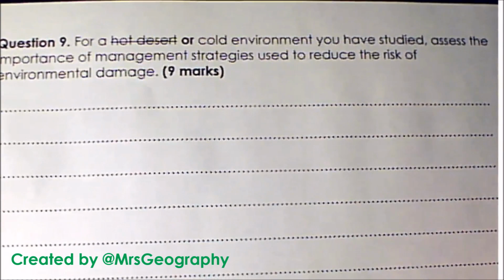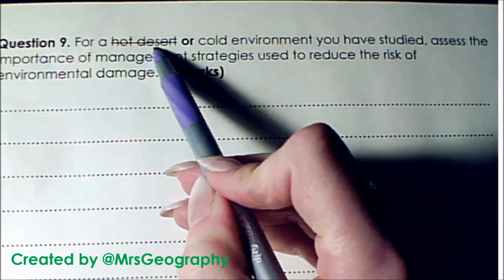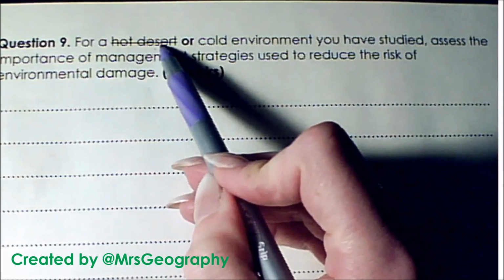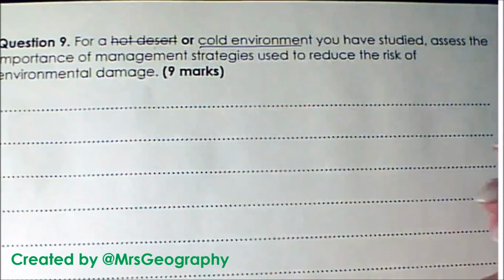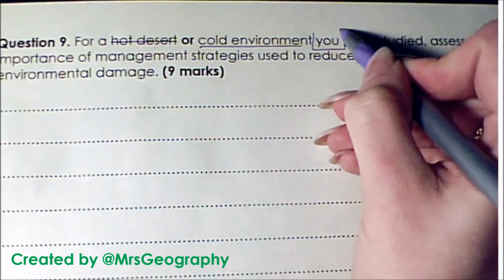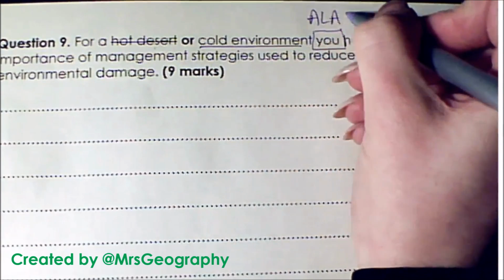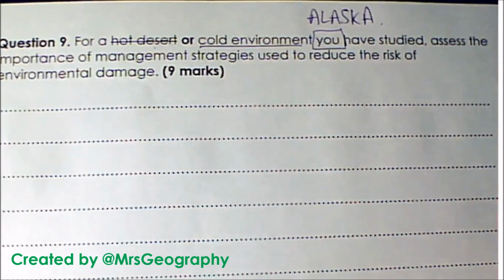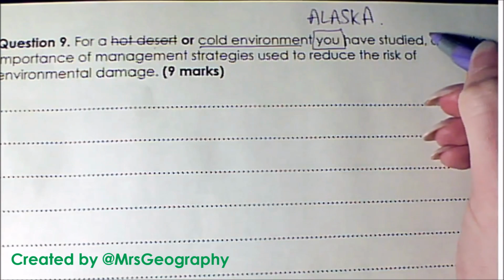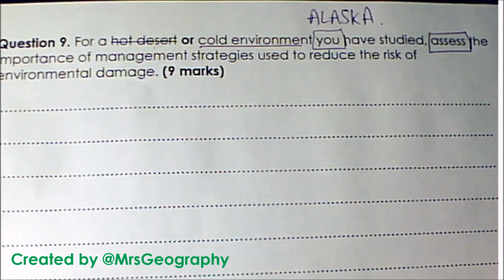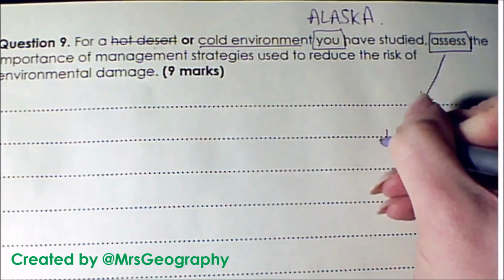Last question on this paper is a cold environments question to test your knowledge of previous learning. So, the reason hot deserts is crossed out is because we don't learn about hot deserts. We learn about cold environments. Now, we specifically have studied Alaska. And again, this question is asking you to assess. Assess means to make a judgment.